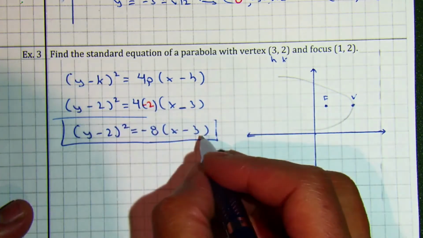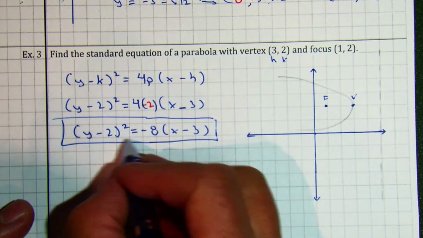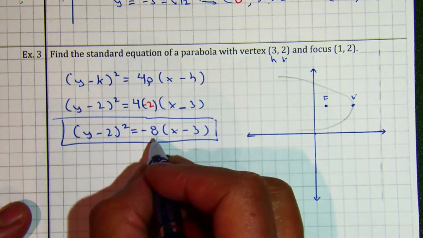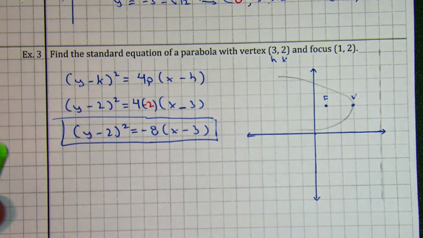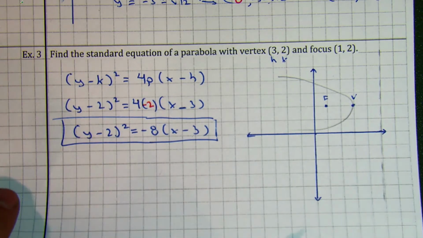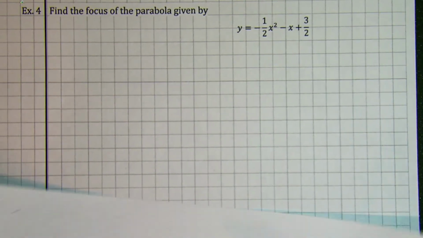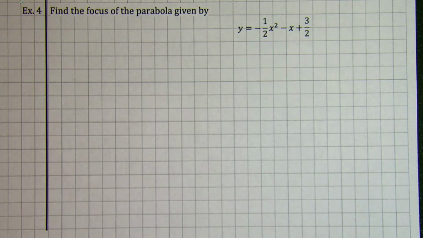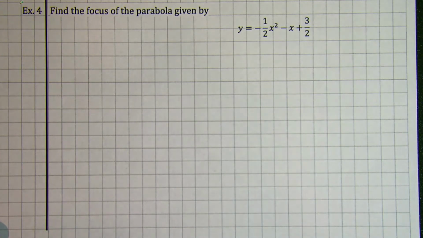With my vertex being (3, 2), the value of p is given by 4p equal to negative 8. So therefore, p equals negative 2, and that is correct. And the last example for today. Find the focus of the parabola given by the following equation. Go ahead and pause, write it down, and we'll start once you are ready.